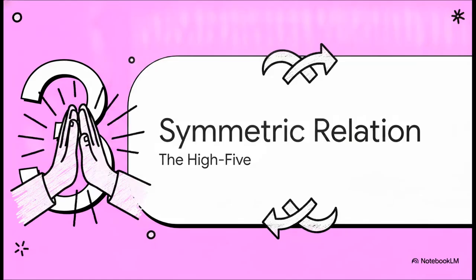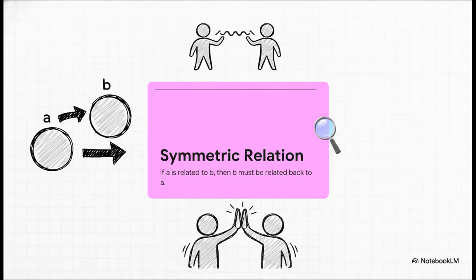All right, part 3, symmetric, the high five. If the first one was a mirror, this next one is all about interaction. This is the symmetric relation. The rule here is a two-way street. If A is related to B, then B absolutely must be related back to A. Think of it like a mutual friendship or a high five. You can't high-five someone without them high-fiving you back, right? It requires mutual participation.